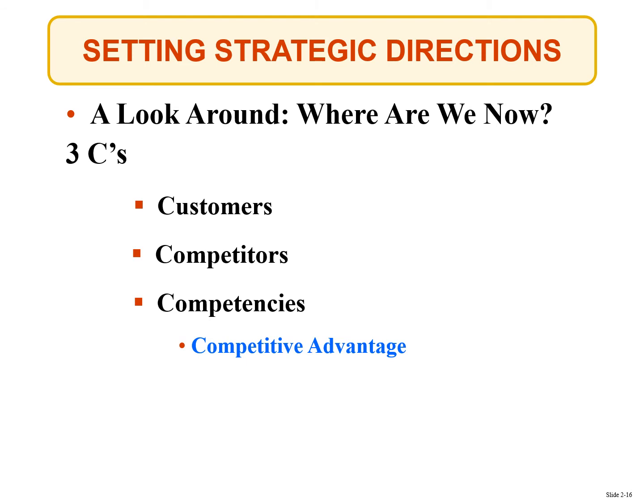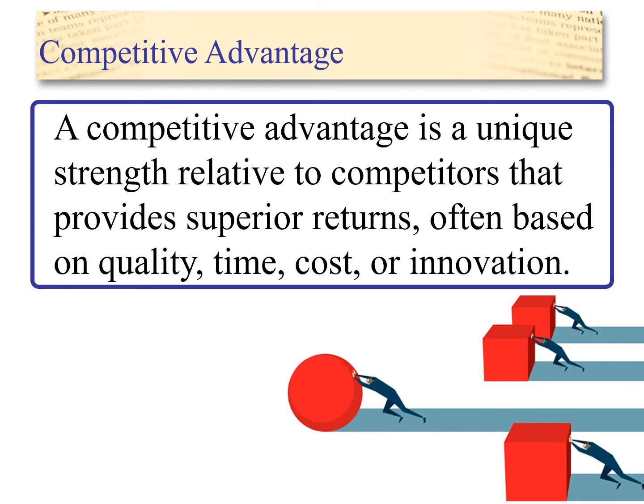Now, in order to do that, you need to identify the customers of the organization, the competitors, and competencies. We know what customers mean. We need to identify the customers, see who our customers are. Similarly, we need to look at the competitors and see who all are our competitors. And the last one is competency, a competitive advantage, which is a unique strength relative to competitors that provides superior returns, often based on quality, time, cost, or innovation.